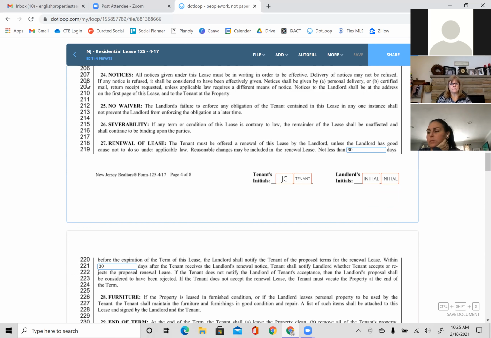So they can't just ignore them. It does say that it's best for them to be given by literally handing it to them or by certified mail. If you do certified mail, you can do return receipts. So that way you can have proof that something was delivered.